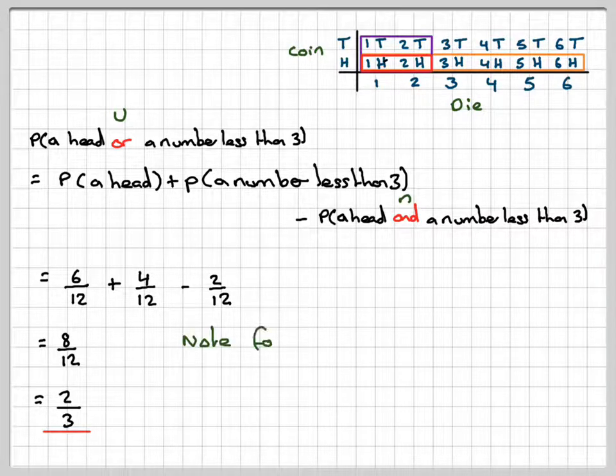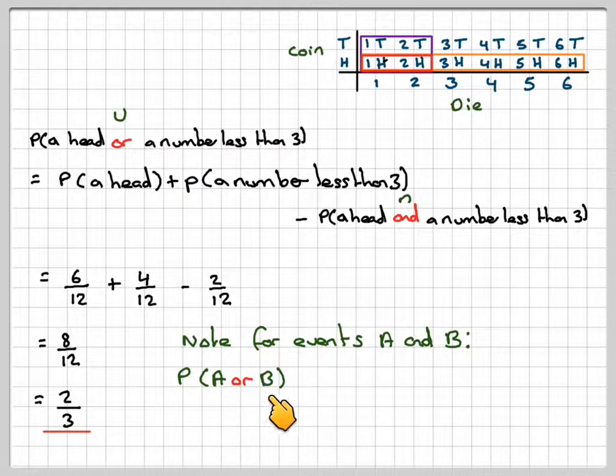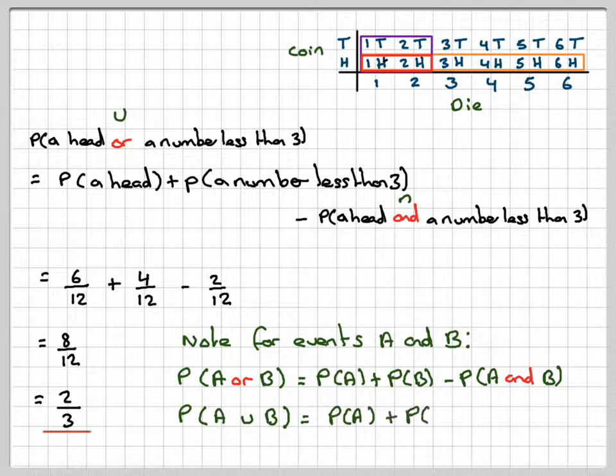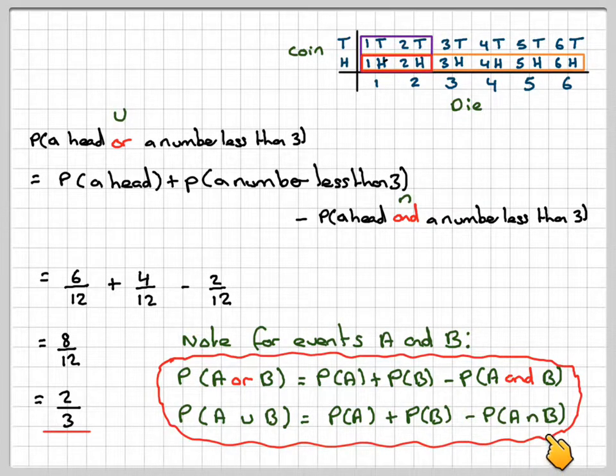So this gives rise to a general formula. So note, for events A and B, the probability of A or B happening is the probability of A plus the probability of B minus the probability that they both happen. In set notation, that's written the probability of A union B is equal to the probability of A plus the probability of B minus the probability of A intersection B. This is a very, very important formula and needs to be learnt.